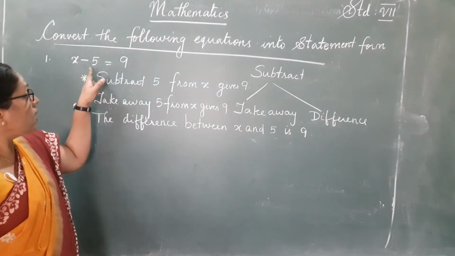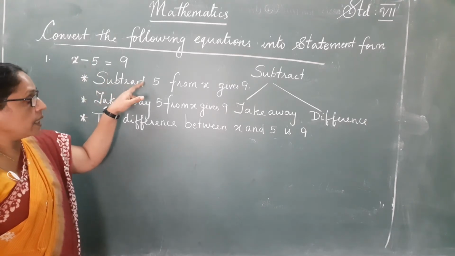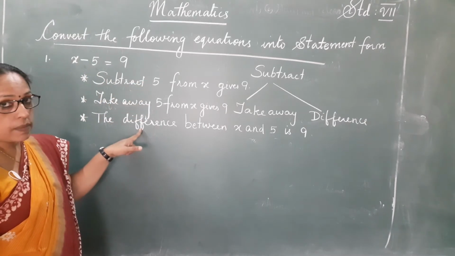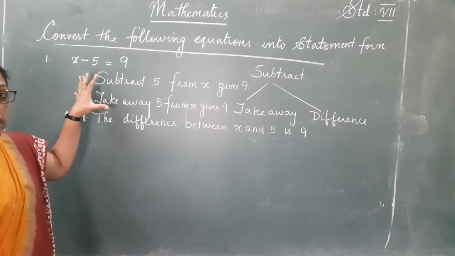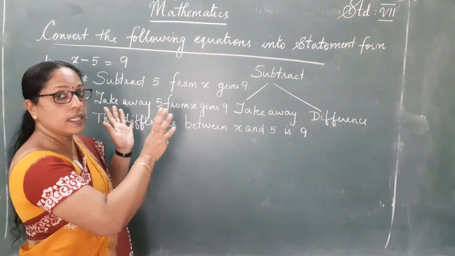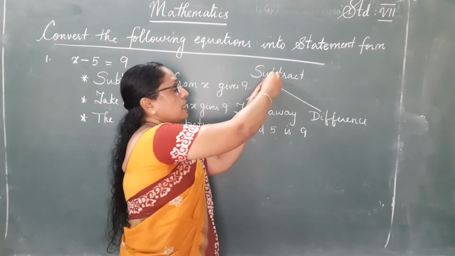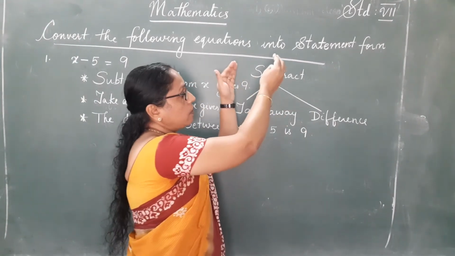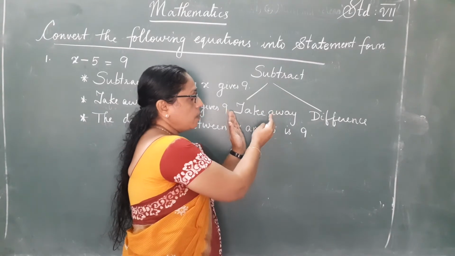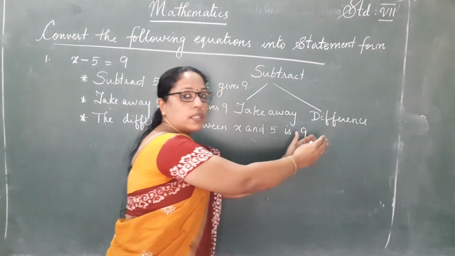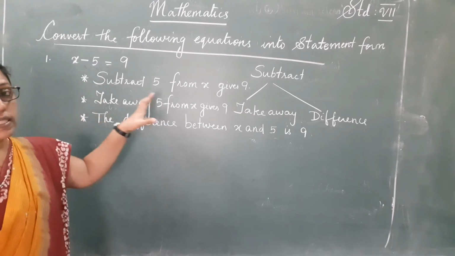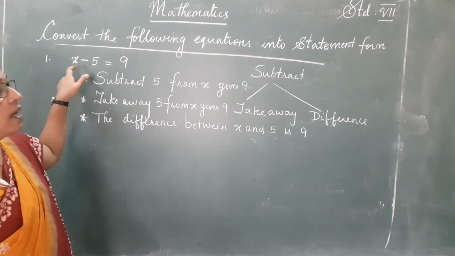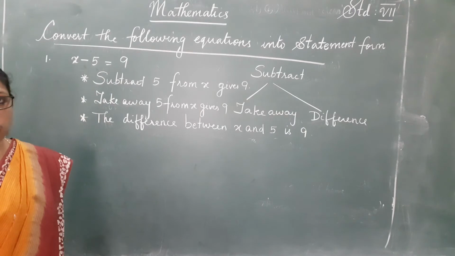So with one equation we have created different forms of statement. In the exam it's enough to create one statement, but I have shown the different ways of creating a statement using different terms for subtraction. First we used subtract, next take away, then difference. So different terms were used to create the statement for the equation x minus 5 is equal to 9.